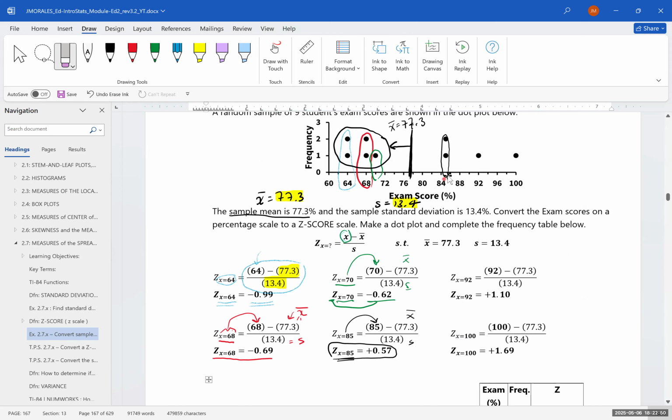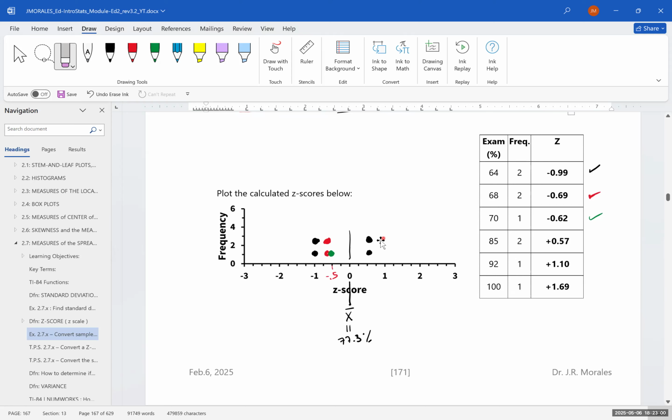And we just calculated the first unique datum to the right or above the sample mean. So that was the reason why this value came out to be a positive 0.57, because these are the points that are to the right of the sample mean. And on a z-scale, to the right of the center is going to be to the right of 0, which will be a positive value. So that's why this value suddenly became positive.